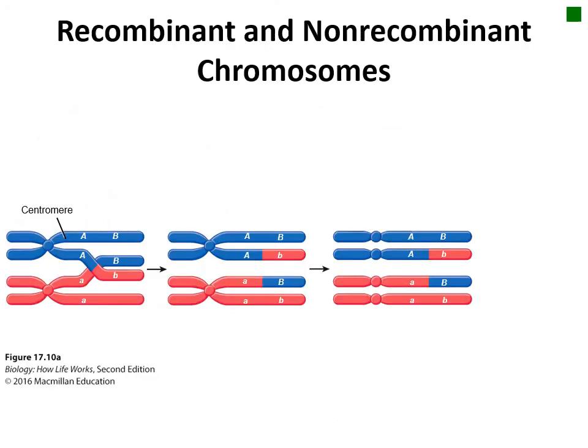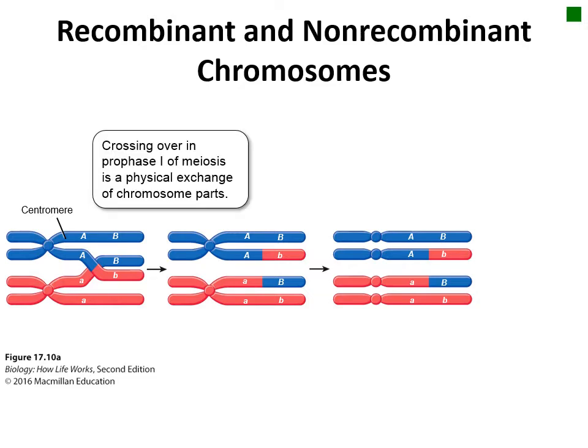While linked genes are often inherited together because of the physical linkage of the chromosome, it is possible to separate linked genes through crossing over. As discussed previously, crossing over occurs in prophase 1 of meiosis and is a physical exchange of chromosome parts.